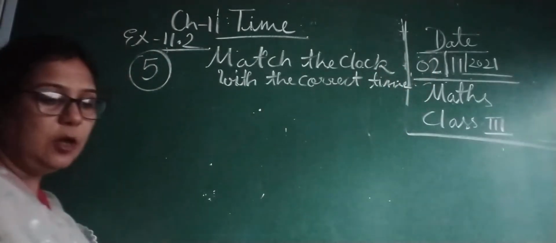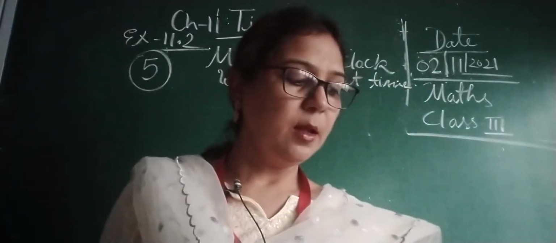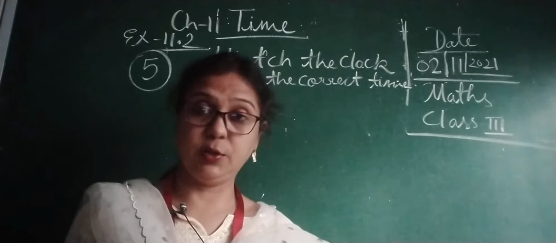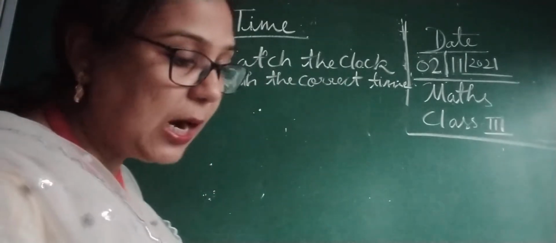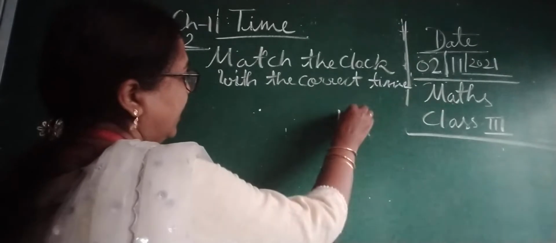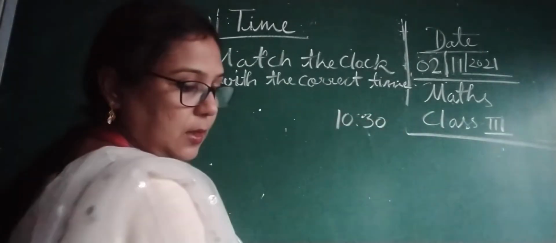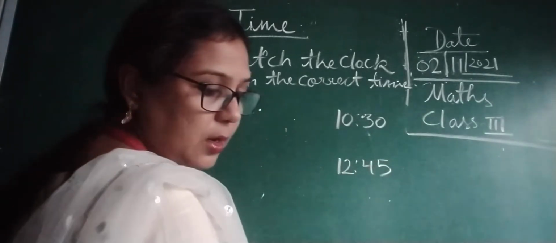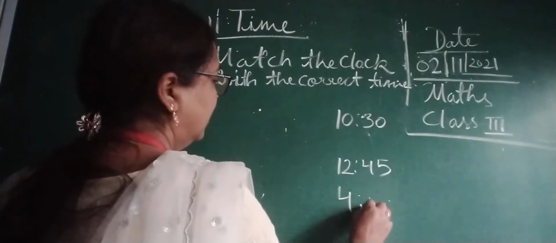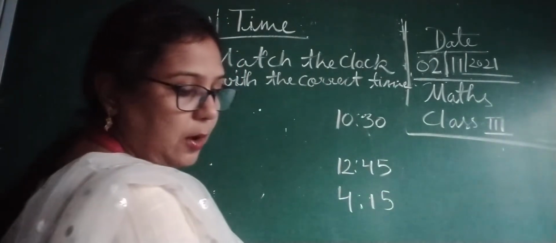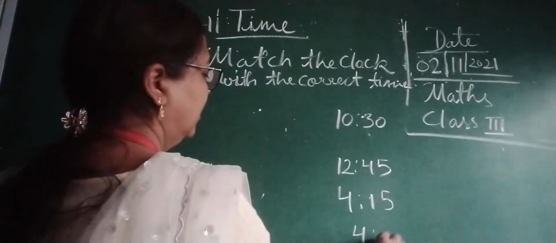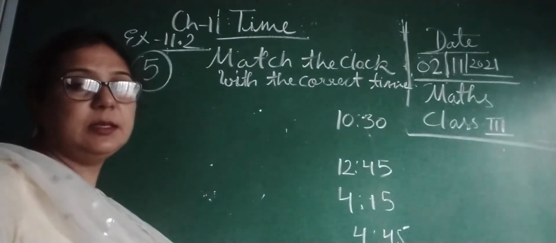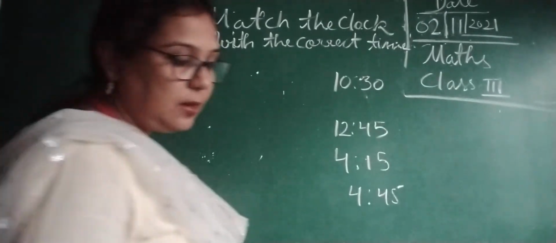Now children, here you can see there are 1, 2, 3, 4, 5 clocks given over here and time also. So first we will start drawing. The time is given over here 10:30. Now again 12:45. Now 4:15. Okay. Now 4:45, and the last one is children 7:15.